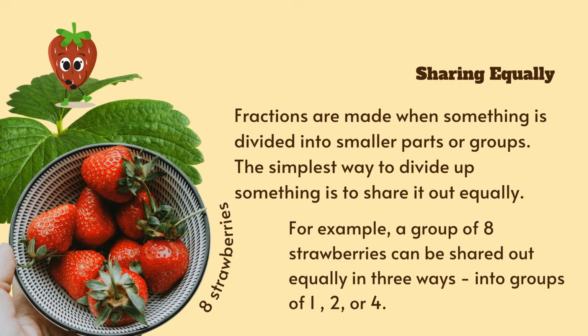Next, let's go. Sharing equally. Fractions are made when something is divided into smaller parts or groups. The simplest way to divide up something is to share it out equally. For example, a group of 8 strawberries can be shared out equally in 3 ways, into groups of 1, 2, or 4. There are 8 strawberries in that picture, and that extra one standing on the leaf.